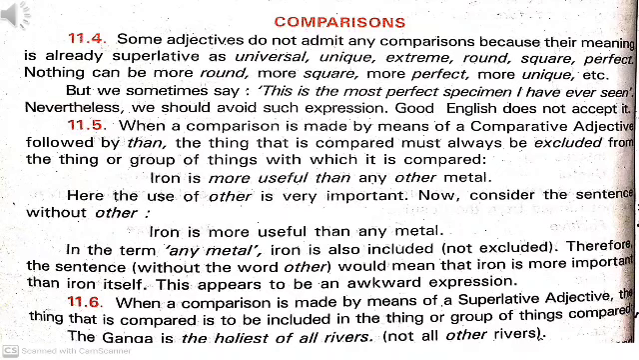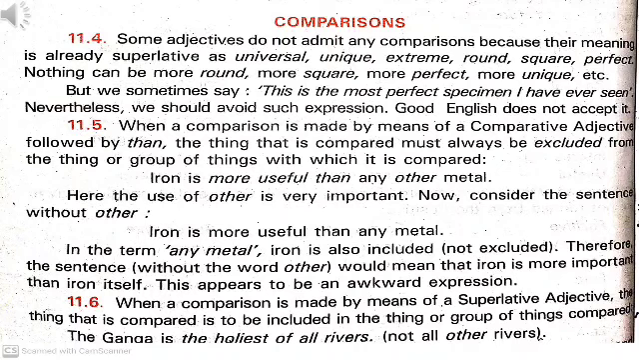And when a comparison is made by means of a comparative adjective followed by than, whatever thing we are comparing must be excluded from the thing or group of things with which it is compared. For example, iron is more useful than any other metal. Suppose we are not writing other, then the meaning will be different. Then it will mean that iron is more useful than iron also. So remember to add other.